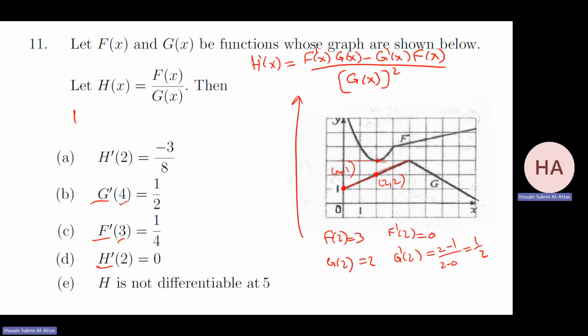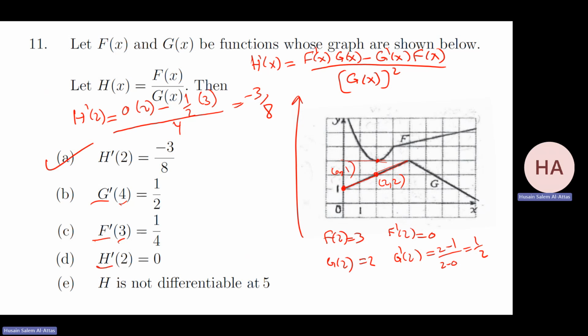I have h prime at 2 will be what? F prime at 2, which is 0, times g at 2, which is 2, minus g prime at 2, which is half, times f at 2, which is 3, over g at 2 squared, which is 4. So it's minus 3 over 8, which is this one.